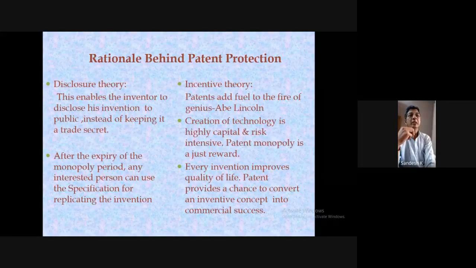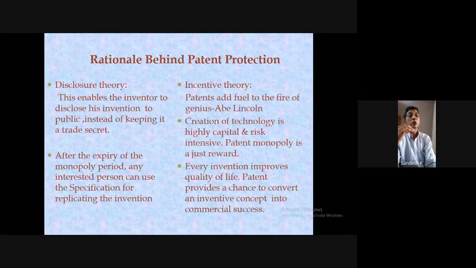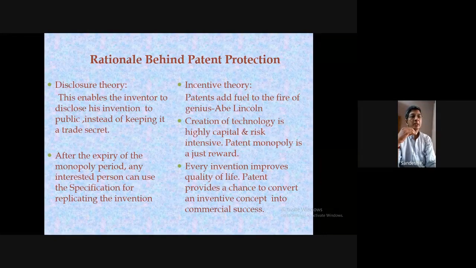So again, the same principle. Why should there be a concept of patent in the first place? So this is the disclosure theory. I told you about the asset, whatever asset we are having, we are paying tax. Similarly, the inventor discloses something to the public and gets protection for a specific period of time. So this is the disclosure theory.